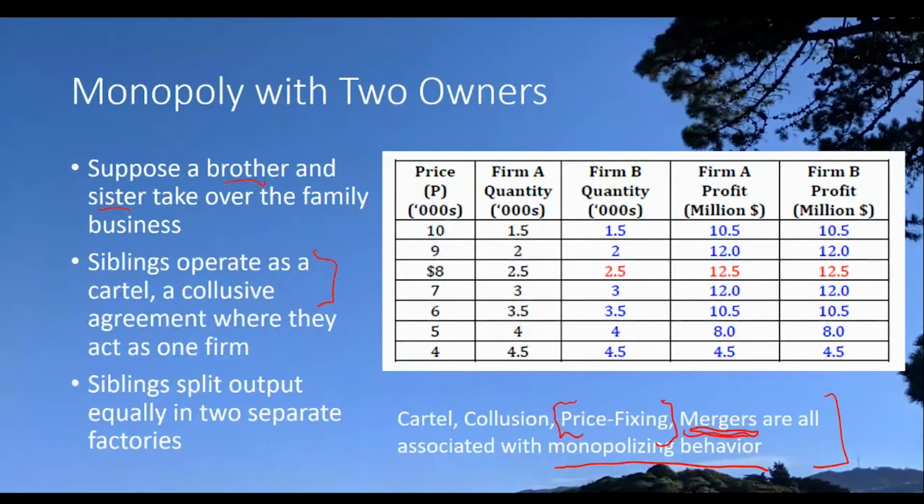Now, here we're starting with a monopoly, and we're imagining that the siblings are going to operate as a cartel. And here's what they're going to do. They're going to, in the last bullet point, split their output equally in their two separate factories.